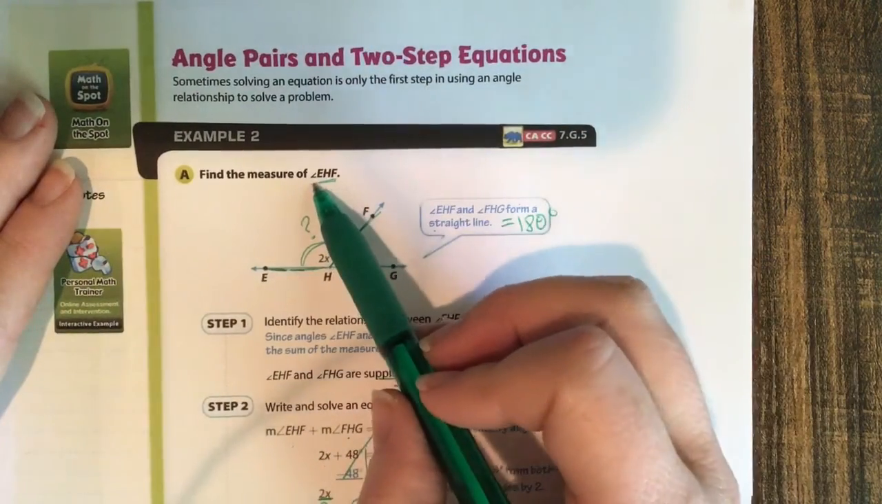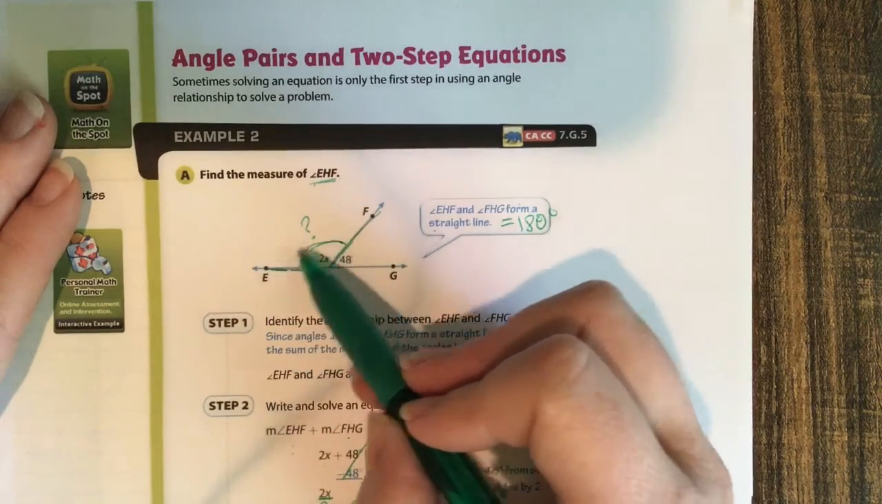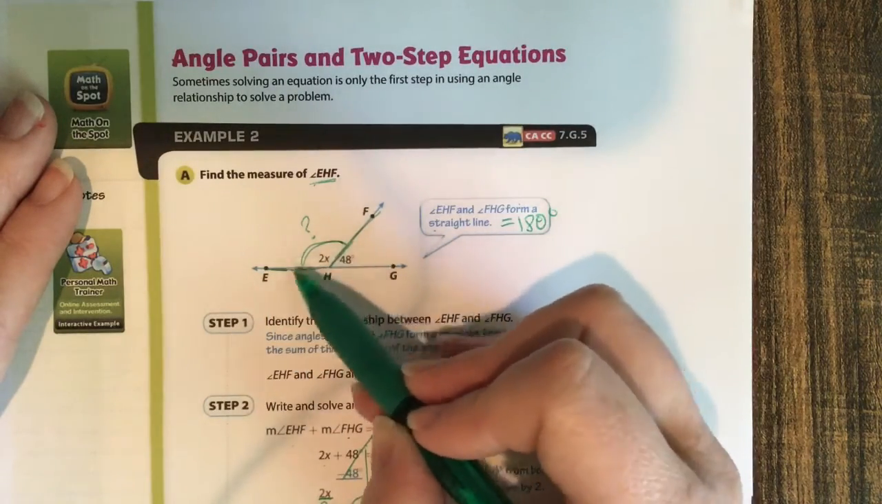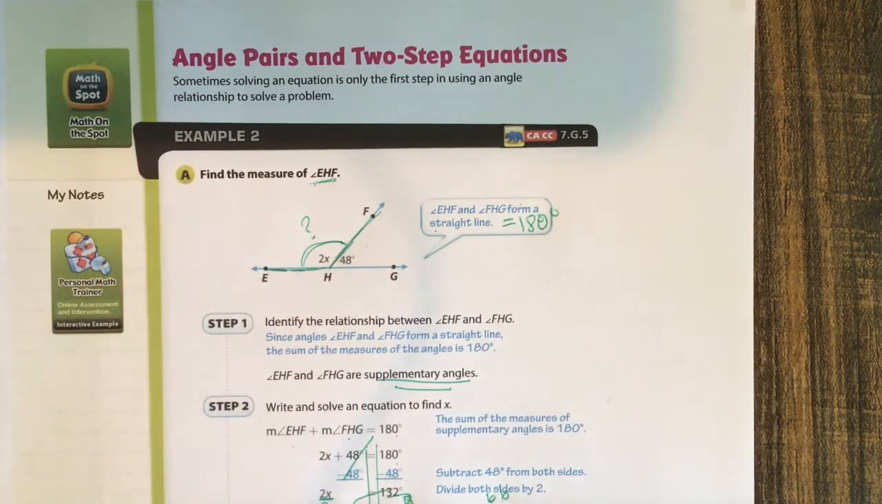Again, let's go back. What is the measure of angle EHF? So EHF. Oh, EHF doesn't equal x. EHF equals 2x. We're trying to find the measure of EHF, which is 2x. Well, we know what x is. x is 66. So 2 times 66, 132. So the measure of EHF is 132.